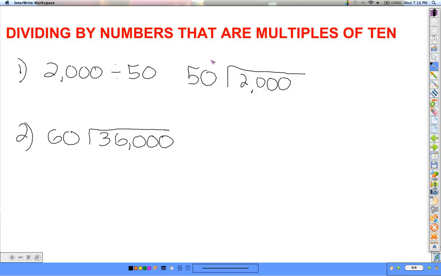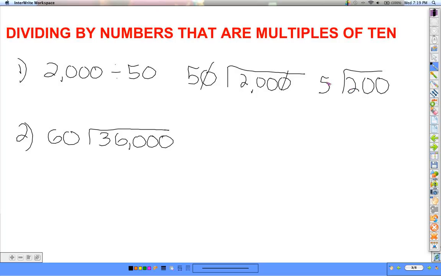The second step, you can go to the number on the outside of the bracket, which is called the divisor, and you want to get rid of the zeros. This is a shortcut. You can take 1 0 off, then inside the bracket you can take 1 0 off. So now you can go 5 into 200, and that'll give you the same exact answer.